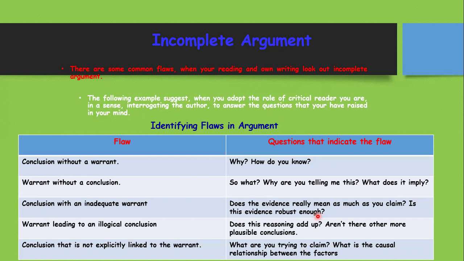For example, if I am claiming that inflation of Pakistan is increasing, I need to provide evidence from some IMF report, from some State Bank of Pakistan report, and so on. So I need to have some reliable reports or reliable sources in order to justify my claim. Then, in that case, it will be a reasonable or adequate warrant.